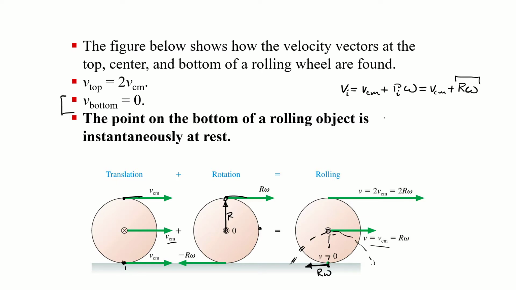But the point being that the velocity at the top is equal to v center of mass plus r omega, and the center of mass is equal to r omega. So we have two of those. The velocity at the top ends up being 2 times r omega, twice as fast, which is 2v center of mass, twice as fast as the center of mass is moving.